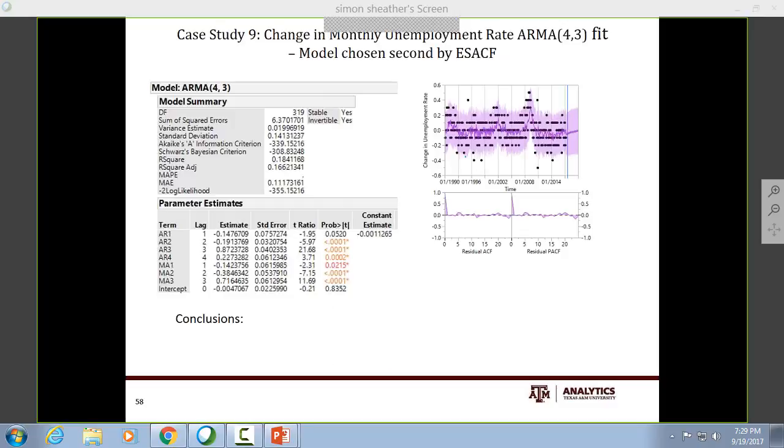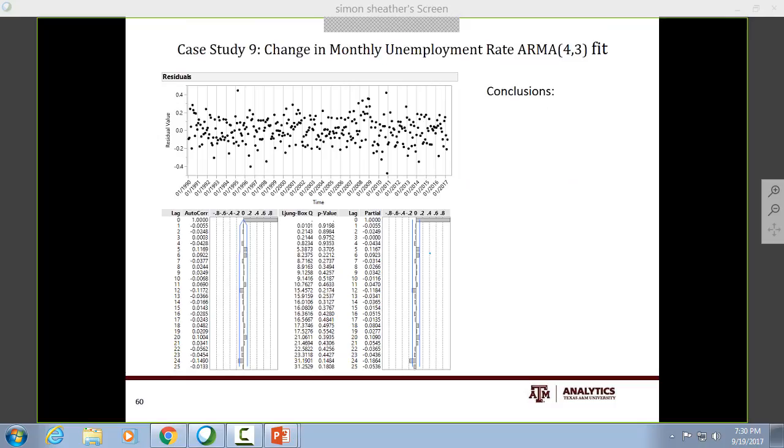And the final one is the second model chosen by ESACF, which is ARMA 4,3. Is it parsimonious? No. Not parsimonious. Is it valid? Yes, it is valid. All right, so let's summarize in the table.